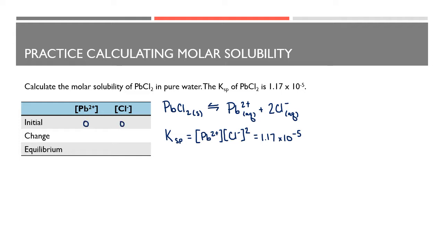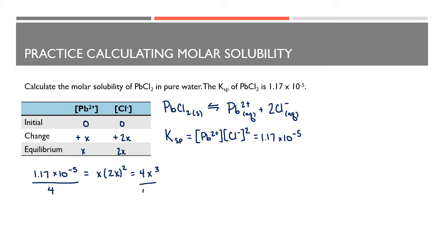I'm going to set up my ICE box. I have 0 of each to begin with. The change is plus x for the Pb and plus 2x for the Cl- because of the coefficient there. So the equilibrium concentration of the Pb is going to be equal to x. The equilibrium concentration of the Cl- is going to be equal to 2x. So I'll set this equation up. 1.17 times 10 to the negative 5th is equal to x times, in parentheses, 2x squared. And that's going to be equal to 4x cubed. All I did is plug those x values into my Ksp equation.